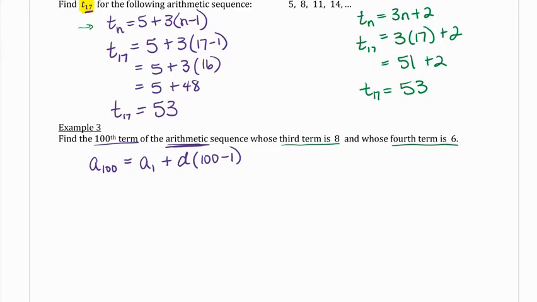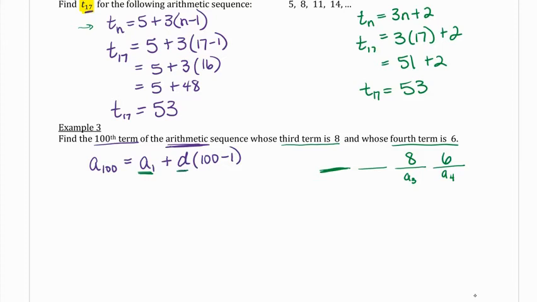So I like to kind of write out my terms. This goes third and fourth, right? So I've got the first term, second term, third term, fourth term. So we know that the third term is 8 and the fourth term is 6. This is a sub 3. This is a sub 4, right? So I don't know what my first term is, but I need the first term in order to use that formula. The other thing we need is the common difference.